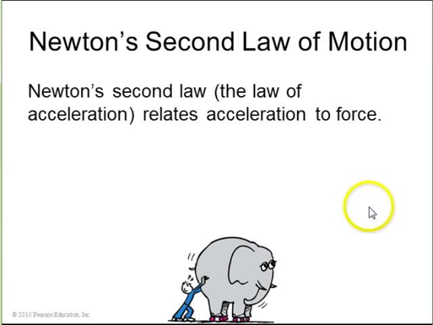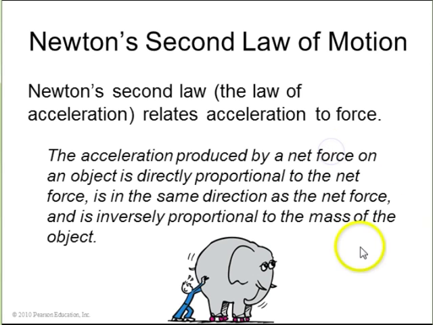So, we come to Newton's second law. It relates acceleration to force. In word form, it is, the acceleration produced by net force on an object is directly proportional to the net force, is in the same direction as the net force, and is inversely proportional to the mass of the object.